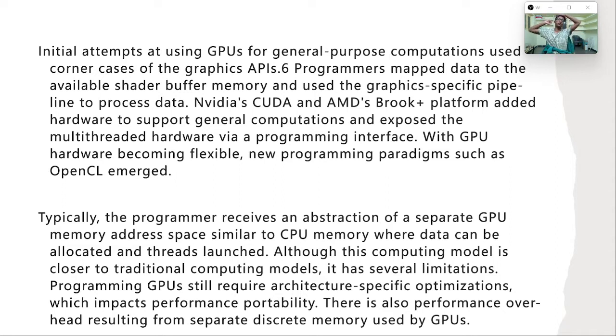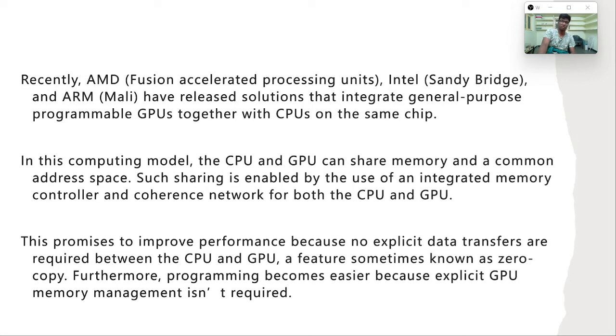Typically, the programmer receives an abstraction of a separate GPU memory address space similar to CPU memory, where data can be allocated and threads launched. Although this computing model is closer to traditional computing models, it has several limitations. Programming GPUs still requires architecture-specific optimizations, which impact performance portability. There is also performance overhead resulting from the separate discrete memory used by GPUs.